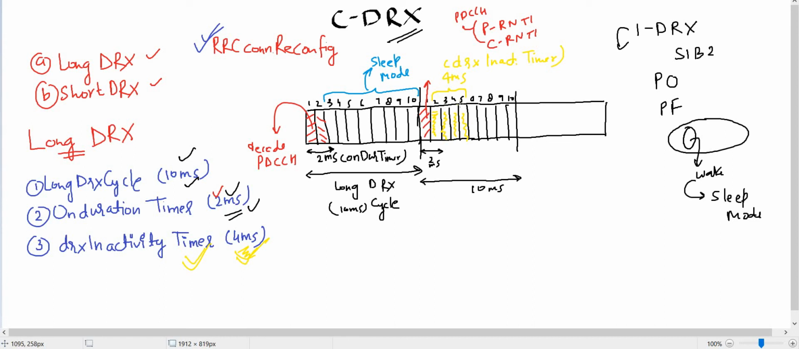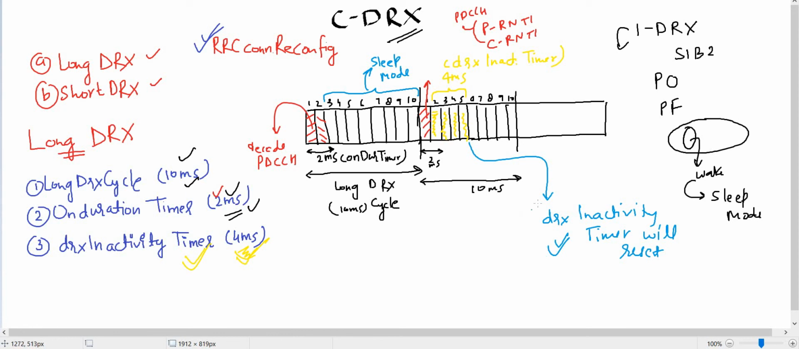So let's consider another situation. Suppose the UE decoded the PDCCH at the first subframe here, and incoming data is coming in the second, third, fourth, fifth. Also in the next subframes, incoming data is still coming. In that case, what will happen at this point? The DRX inactivity timer will be reset. As long as the UE is receiving data, it will reset this DRX inactivity timer.